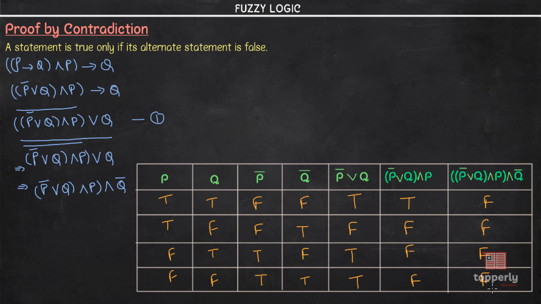So as we can see, the given statement is a contradiction because all the values are false, and therefore our original proposition, our original statement, is true. So this is how proof by contradiction works.